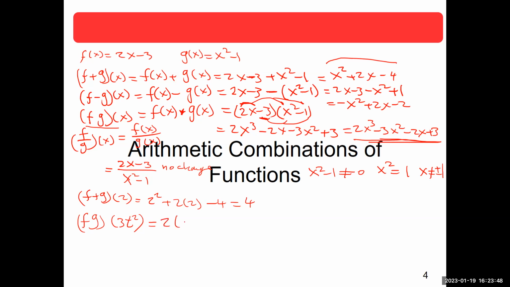2 times 3t squared cubed, minus 3 times 3t squared squared, minus 2 times 3t squared, plus 3.